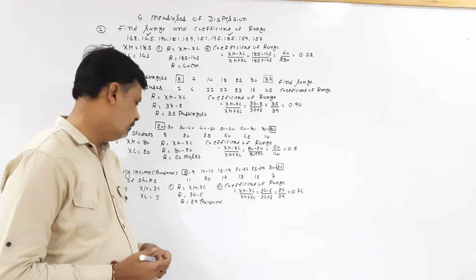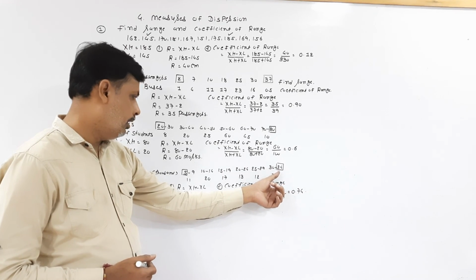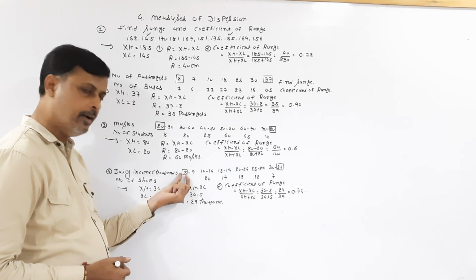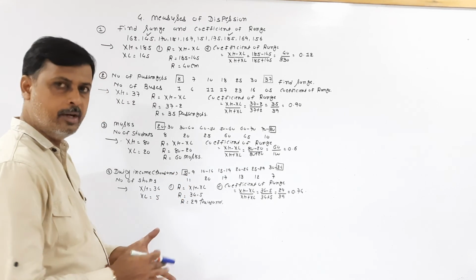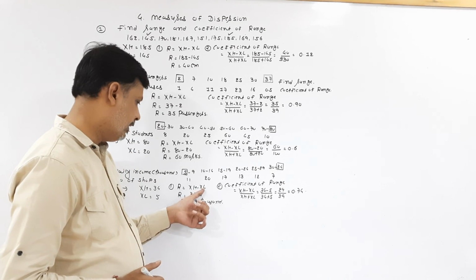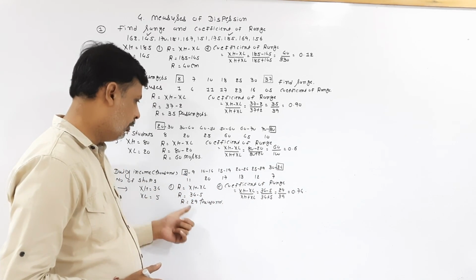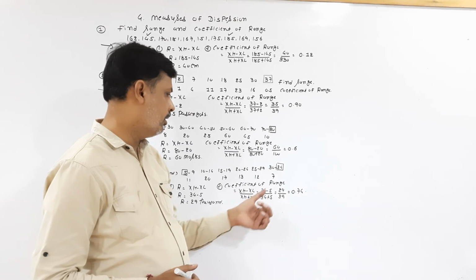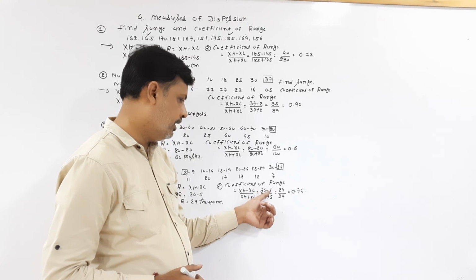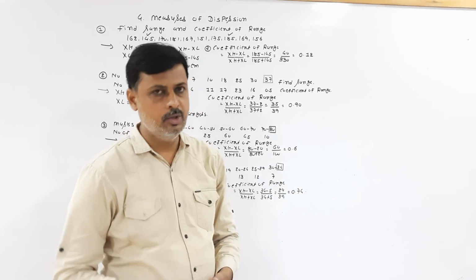So daily income is given in class. Highest income, that is 34,000, and lowest, that is 5,000. Range means difference of highest observation and lowest observation. XH minus XL. 34 minus 5, that is 29, and 1000. And coefficient of range means XH minus XL upon XH plus XL. 34 minus 5 upon 34 plus 5. 29 upon 39, that is 0.70.